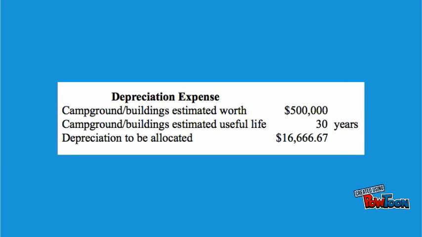Depreciation can then be calculated by dividing the estimated worth of the asset, i.e. the campground and its surrounding buildings, by an estimated useful life. Depreciation then amounts to $16,667.